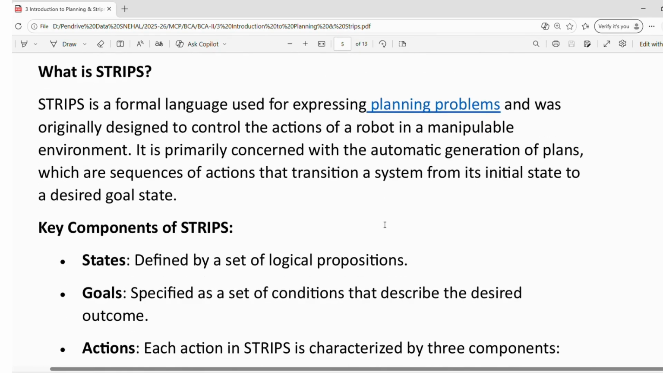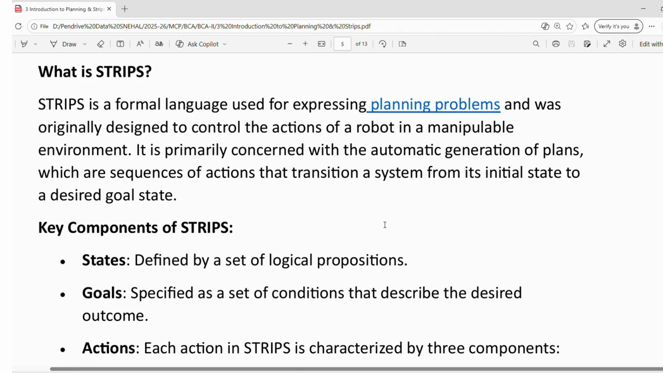STRIPS is a formal language used for expressing planning problems and was originally designed to control the actions of a robot in a manipulable environment. So it is primarily concerned with the automatic generation of plans, which are sequences of actions that transition a system from its initial state to the desired goal state.